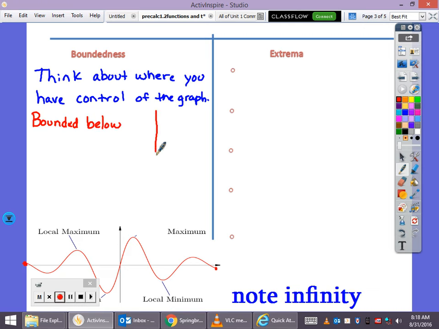Anyone want to take a guess on what bounded below would be? I heard below the line, so like below the x-axis. Any other guesses? All right, so let me do an example of a graph that is bounded below. This is an example of bounded below because I can determine the absolute minimum. I can determine the minimum location. Okay?